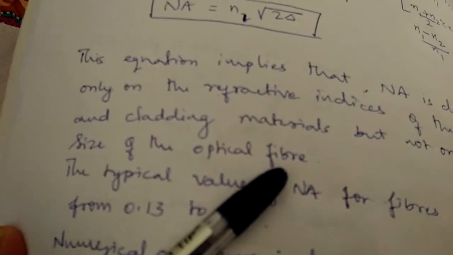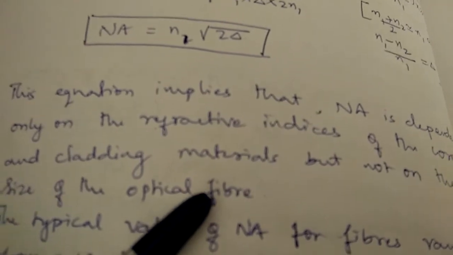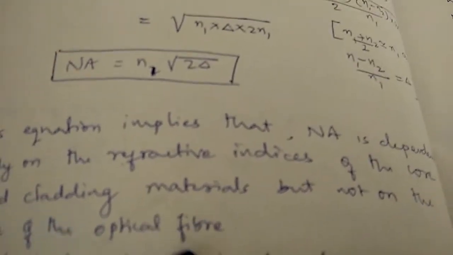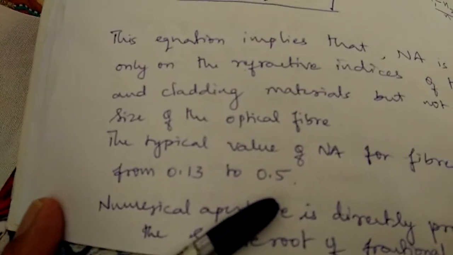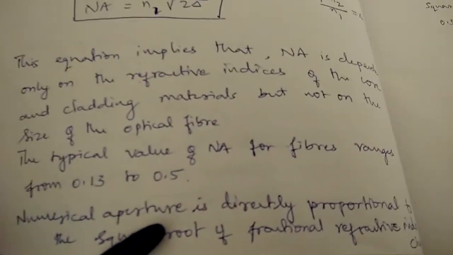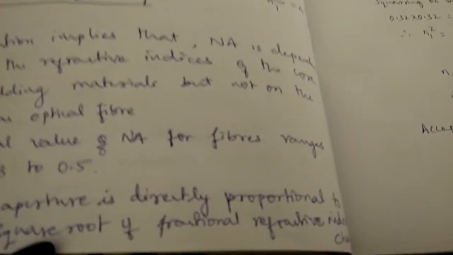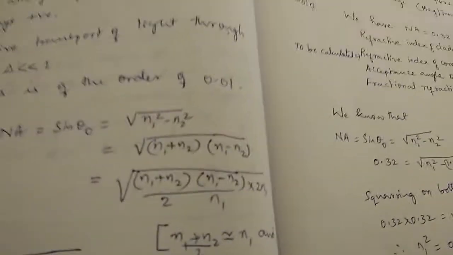So NA is dependent only on the refractive indices of the core and cladding materials, but not on the size of the optical fiber. It will not depend on the size. The typical value of NA for fibers ranges from 0.1 to 0.5. So numerical aperture is directly proportional to the square root of the fractional refractive index change. That's what NA is equal to n1 into root 2 delta.